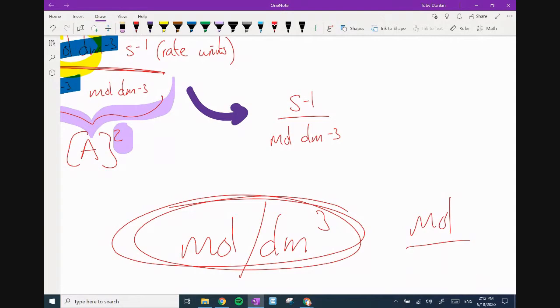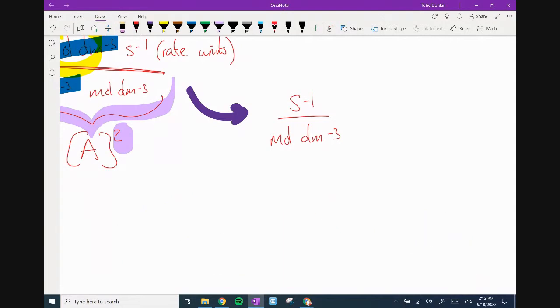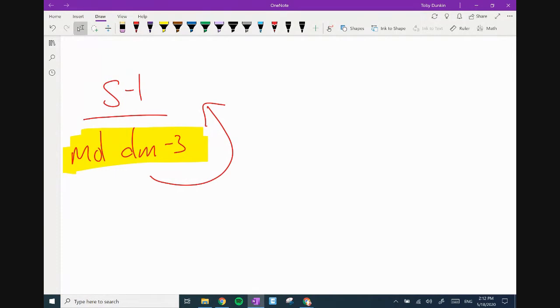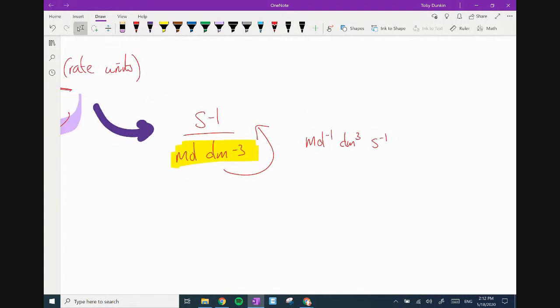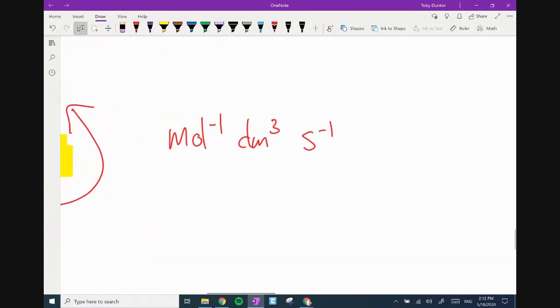It's called reciprocals in maths. I need to bring this entire thing up to the top. I need to flip their powers. So I'm going to get mole to the minus 1, dm to the plus 3, s to the minus 1, because it's still on top. And we're done. There are my units for the rate constant in step 1.